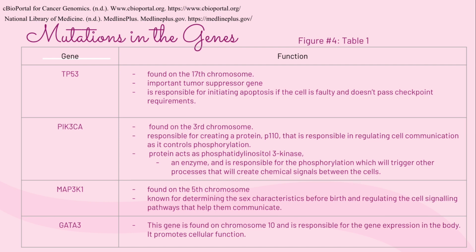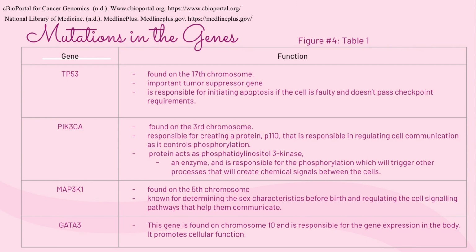The next one is PIK3CA. This one is found on the 3rd chromosome and is primarily responsible for creating a protein that regulates cell communication as it controls phosphorylation. This protein acts as an enzyme that allows for phosphorylation. And using phosphorylation, these cells communicate. So it basically allows for cell communication by coding for an enzyme that will use and do phosphorylation to allow other processes to happen through chemical signals.